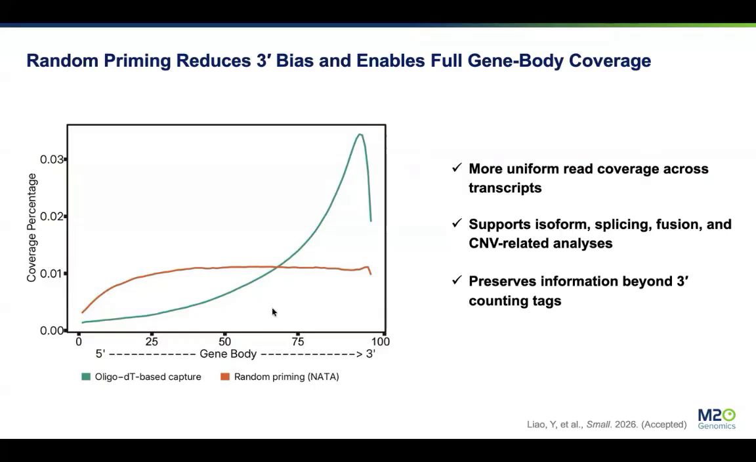This broader coverage preserves the transcript-level information beyond simple 3' counting and enables additional analyses, such as gene fusion detection and alternative splicing analysis. So NATA generates spatial transcriptomic data that supports more comprehensive molecular characterization.